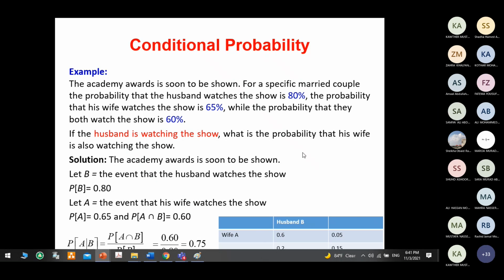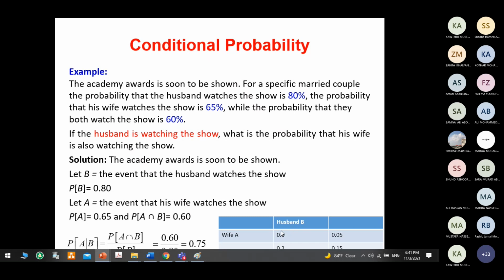Now, if I put them in a table, I will show you. Husband, I will assume husband to be event B. We say 80%. And the wife, event A, 65%. And both they watch the show is 60%. So 0.6 means 0.6 is the intersection between B and A.